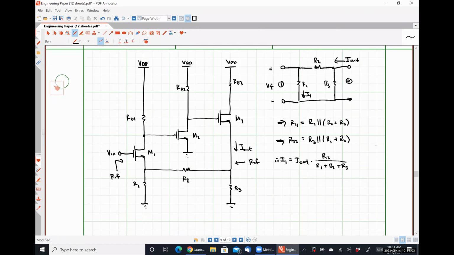Obviously, then we could say that I out is I1 times R1 plus R2 plus R3 divided by R3. We know that our voltage VF is just I1 times R1.